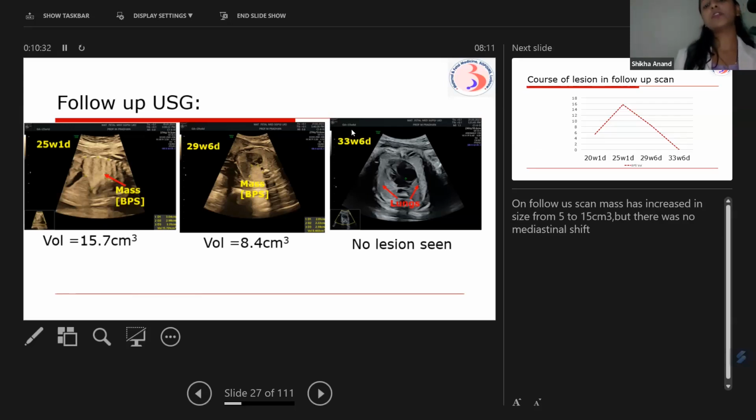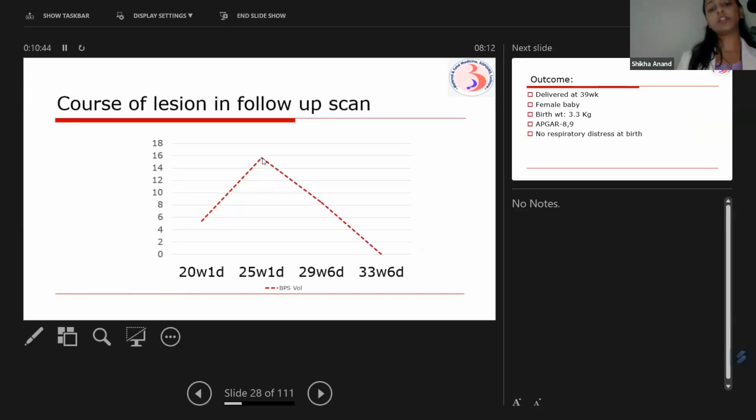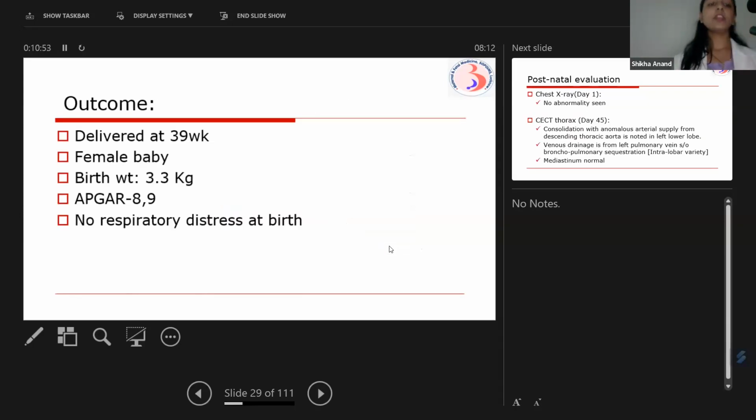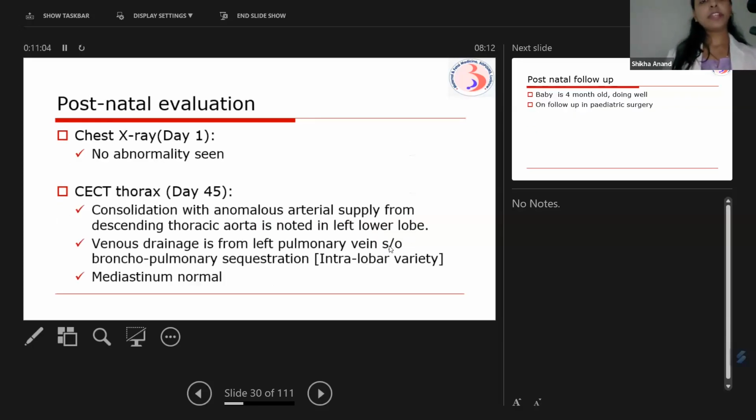Like you can see, this is the ultrasound done at 33 weeks, 6 days, and you can see almost normal looking lung. There is no lesion identified in the ultrasound. This is the course that the mass has followed. From 5 centimeters, it grows to 15 centimeters, and then it decreases. And from 33 weeks onward, we did not see any mass. The patient delivered at 39 weeks, a baby of 3.3 kg with a good Apgar score. There was no respiratory distress at birth. Postnatal chest X-ray revealed no abnormality.